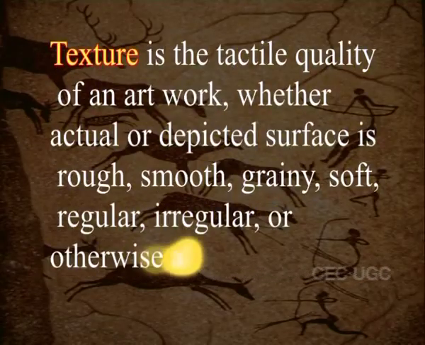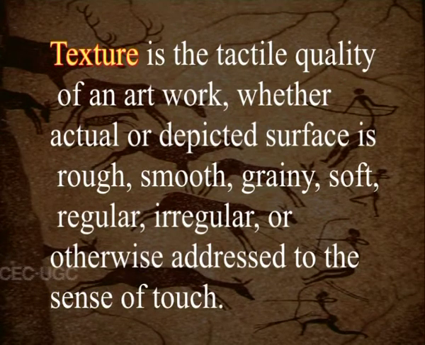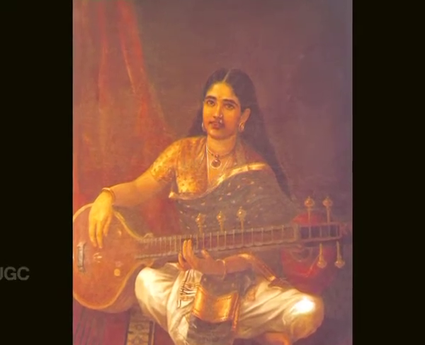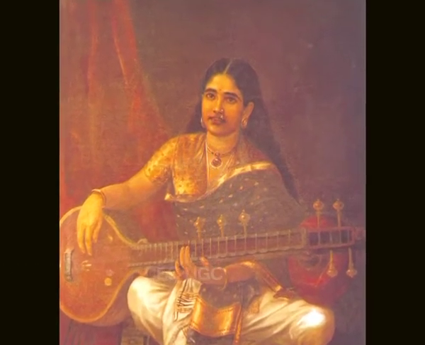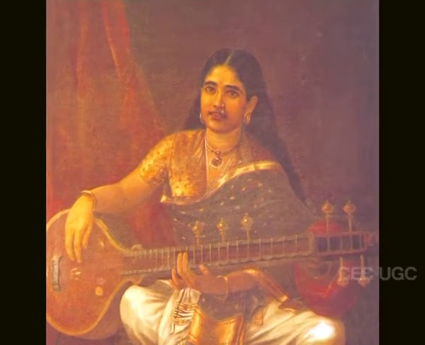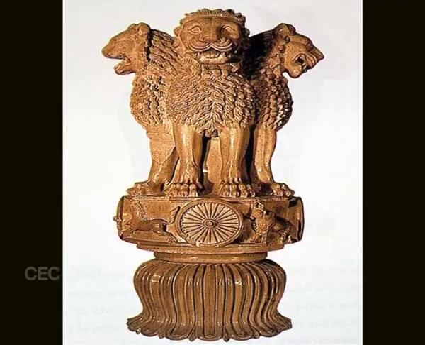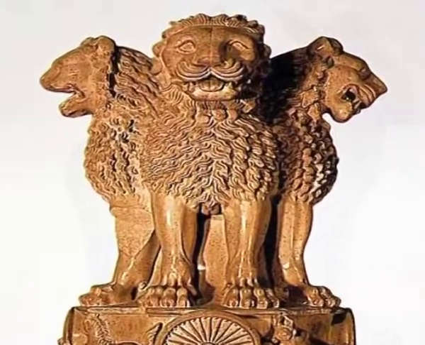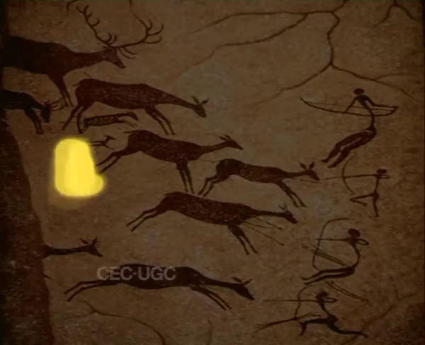Talking about texture, it appeals to the sense of touch as much as to the sight. Texture is the tactile quality of an artwork, where the actual or depicted surface is rough, smooth, grainy, soft, regular, irregular or otherwise addressed to the sense of touch. On one hand, the shiny silk blouse and bordered silken orni in Raja Ravi Varma's Lady with the Veena is a beautiful example of depicted textures in an artwork. The shiny reflected surface of the Lion Capital from Sarnath is a perfect example of actual texture on the other hand.